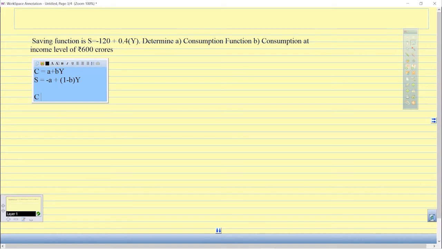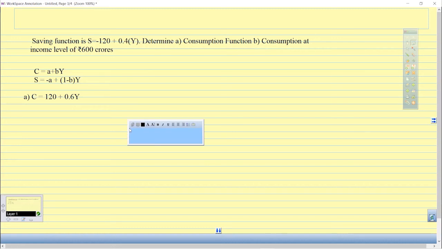So the consumption function is C equal to A, which stands for 120, plus 1 minus b, which is 0.4, so b will be 0.6, so 0.6y. This will be the format of the consumption function.